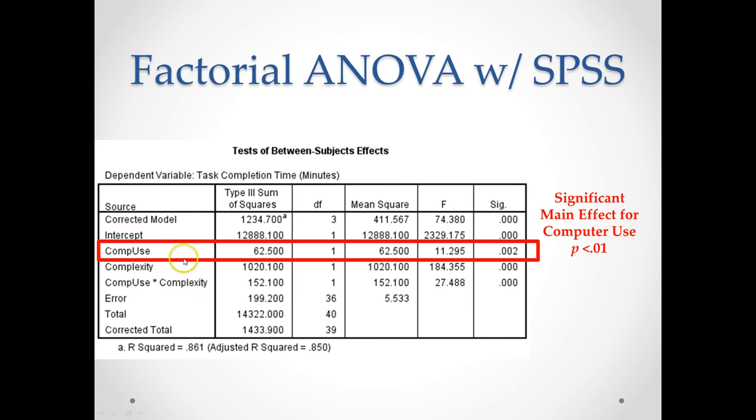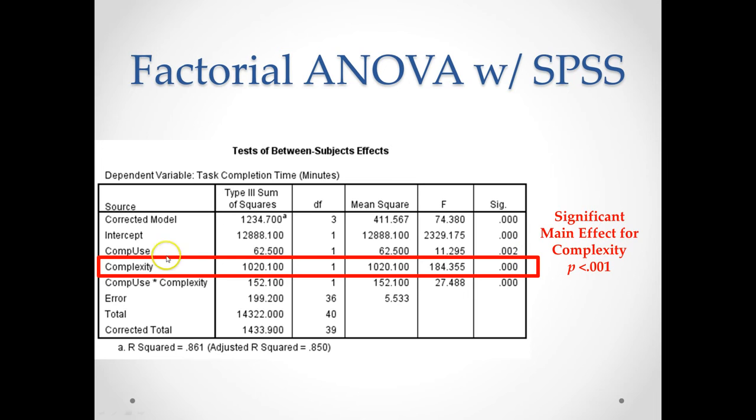So we look at these individually. So first we look at computer use. And this looks familiar, right? Your sum of squares, your F statistic, and so forth. So we go to significance level 0.002. So that means there's a significant main effect for computer use. So computer use does matter, right? Using a computer saves time. All else being equal, computer use makes a difference.